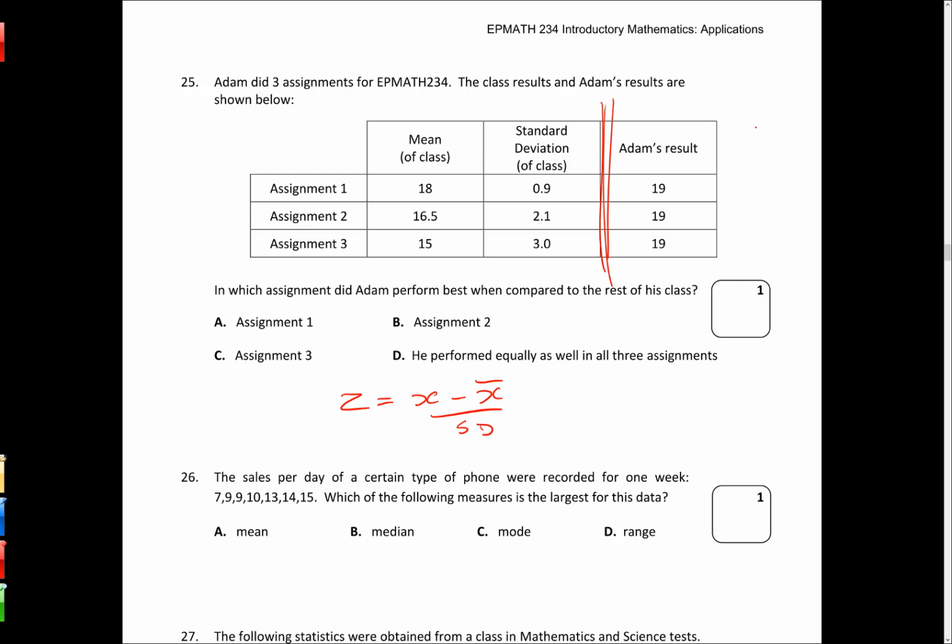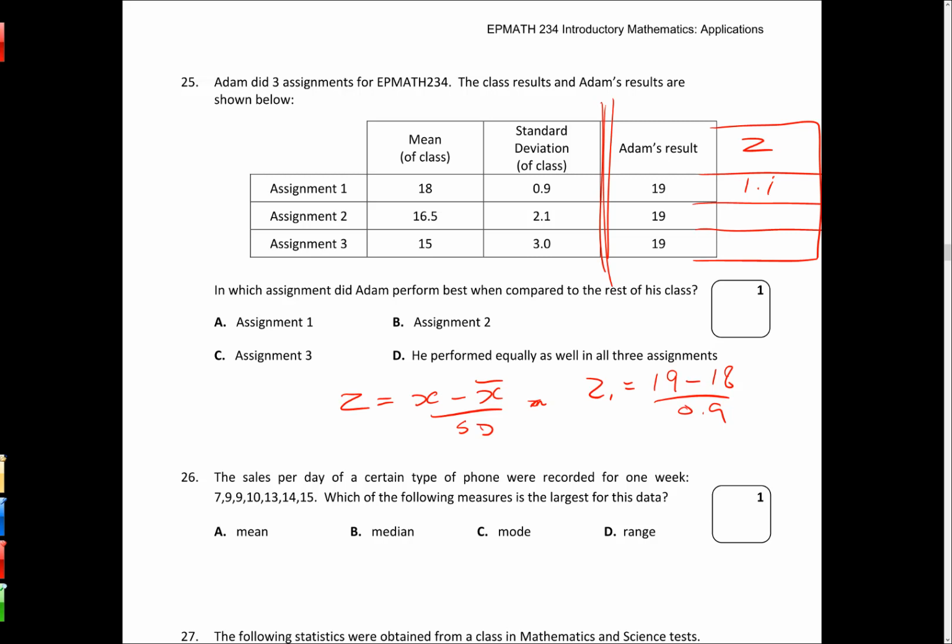So let's do that. Let's put a Z score column at the end. The first thing I'm going to do, I'm going to run out of room, but Z1 equals, for assignment 1, the score Adam got was 19, minus the mean of the group, which was 18, over the standard deviation of 0.9. I'm going to get a trusty calculator here. So 19 minus 18 is 1, divided by 0.9. What is 1 divided by 0.9? It's 1.1 repeating.